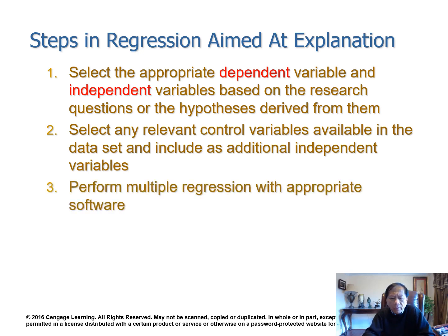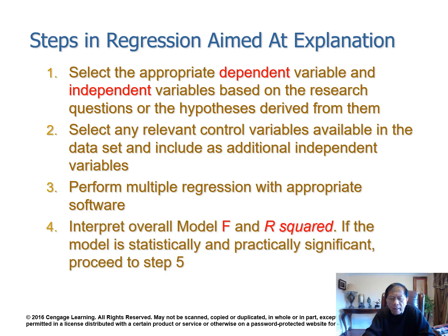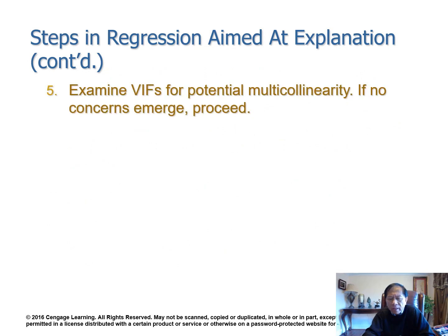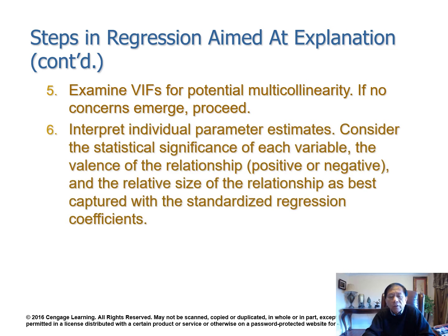You can perform multiple regression with the appropriate software. And then you interpret the overall model F and R squared. If the model is statistically and practically significant, then you can move to step 5, which is to examine the VIF for potential multicollinearity. If no concerns emerge, then you can proceed. You can interpret individual parameter estimates. Consider the statistical significance of each variable.